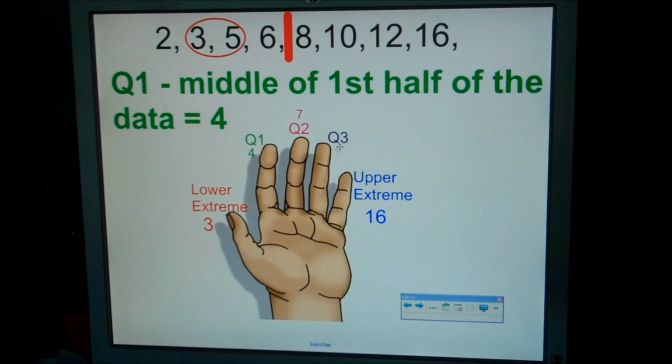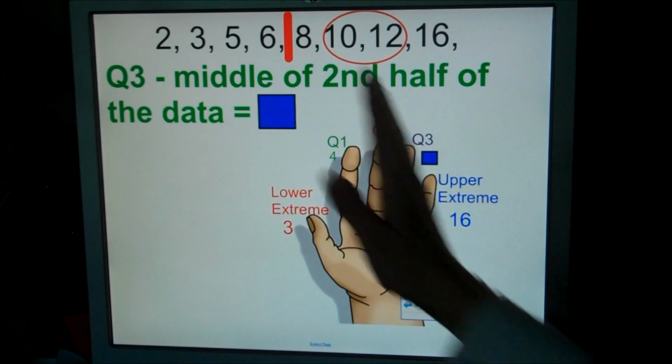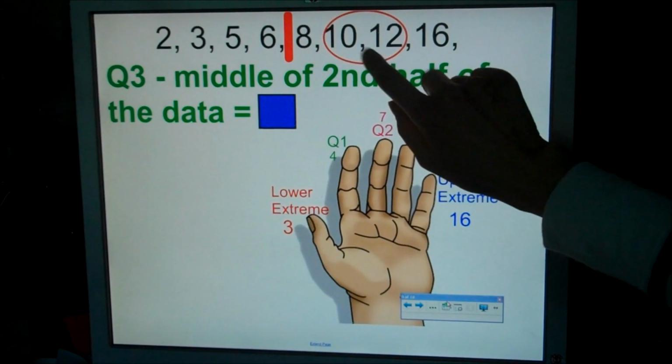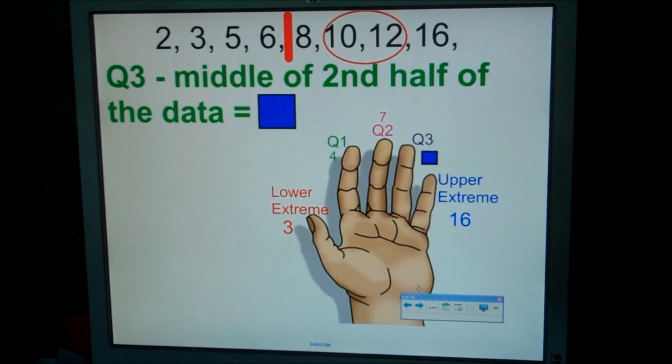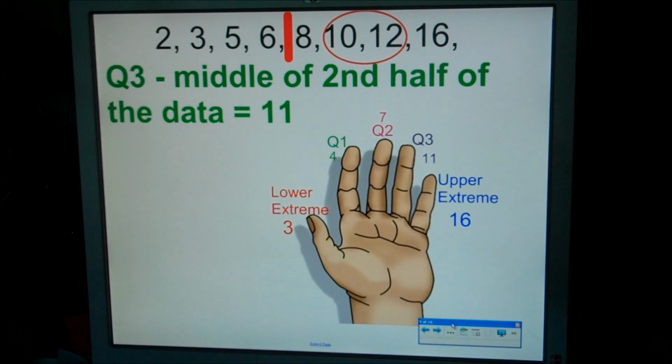All right, we got 1 left, the ring finger. Quartile number 3. That is the middle of the second half of the data. Okay? The second half of the data. So, come on, not rocket science. What's the middle of 10 and 12? It's 11. Obviously, your numbers are not going to be this nice all the time. You will have to use a calculator. But we made them pretty easy for this one.